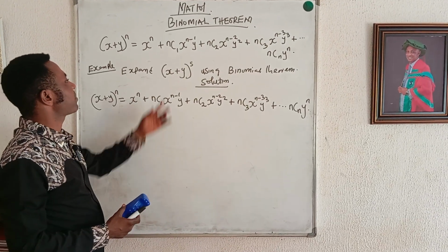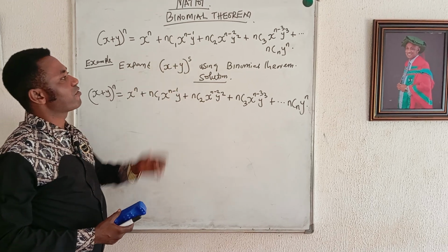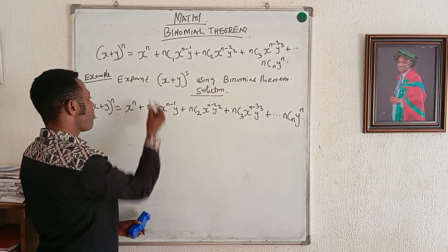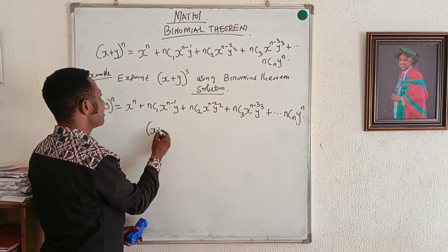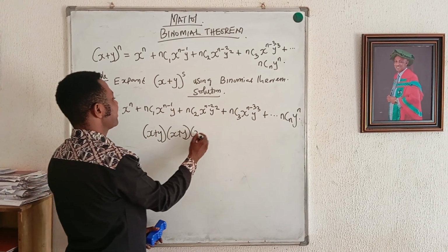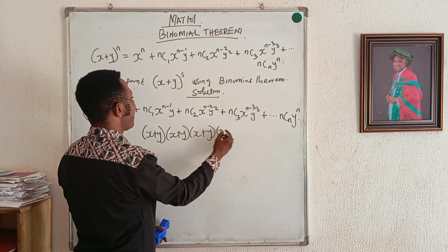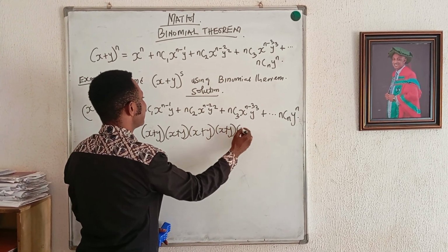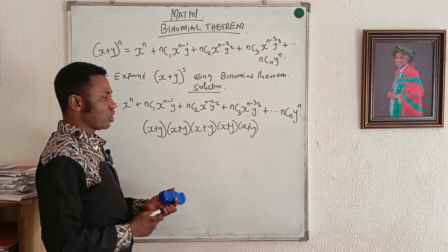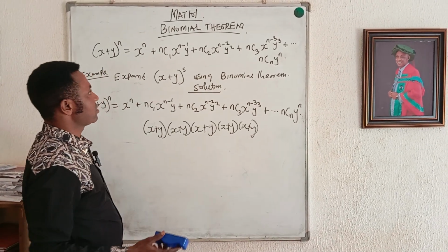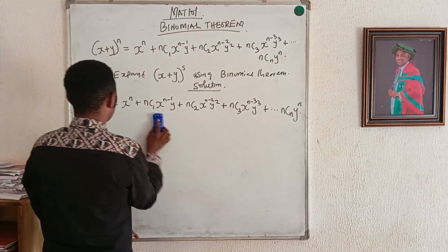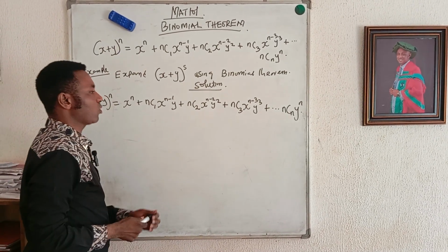For example, they say expand (x + y)^5 using the binomial theorem. Ordinarily, we can do this as (x + y), then (x + y), (x + y), (x + y), then (x + y), 1, 2, 3, 4, 5, which will be very, very difficult for us. But with this formula, life is made easy. Now, let us use the formula and see what we're going to get.